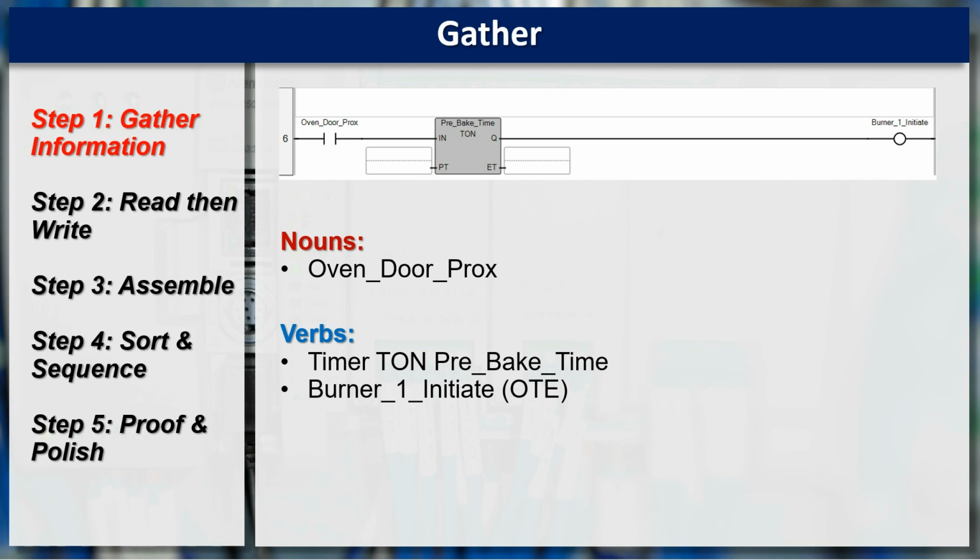Here's a simple rung of logic. When we look at it, we can determine that the nouns that we're interested in are the oven door proximity switch. The verbs are the timer. Now, a timer is a thing, but we're not worried about the timer per se. We're worried about the time involved and how to count it. So you could say that's an actionable device. Finally, when the timer is finished, we're going to turn on burner 1, and that is an output.